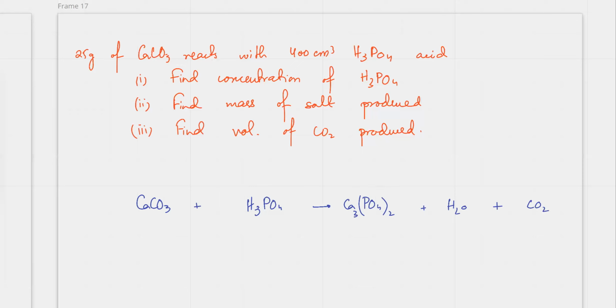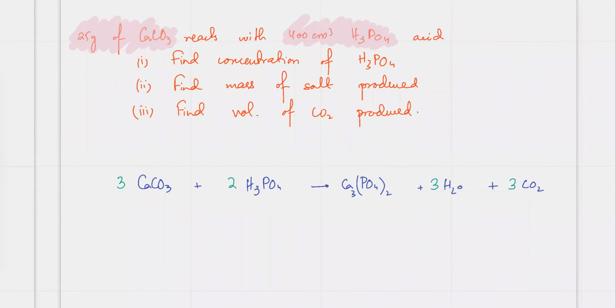We need to balance this equation. So we're going to try and balance it. So it's going to be 3 calciums, 2 phosphoric acids, 3 water molecules, 3 carbon dioxide molecules. Okay. Now tell me, based on the data that's given, look at the data that's already provided to you. 25 grams of calcium carbonate and there's 400 cm cube of phosphoric acid. Whose moles can you find out?